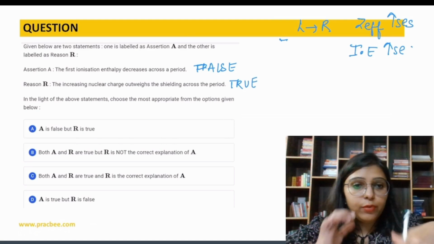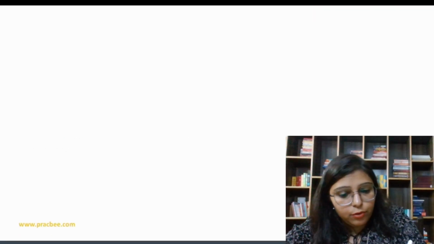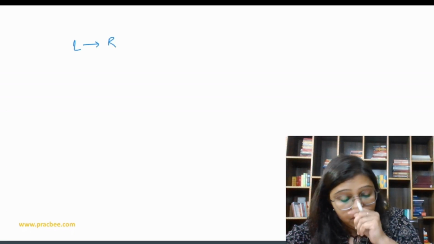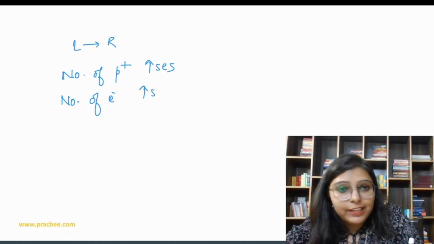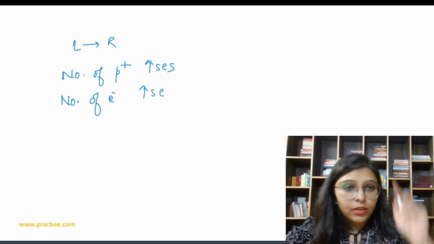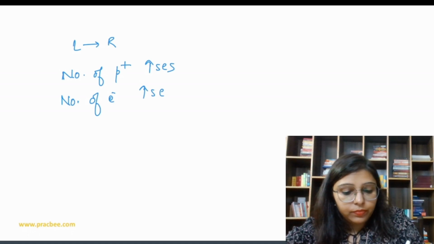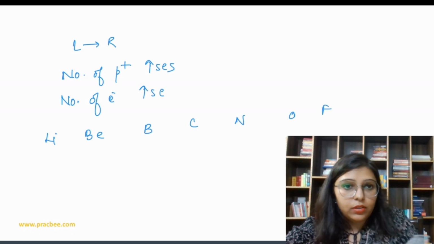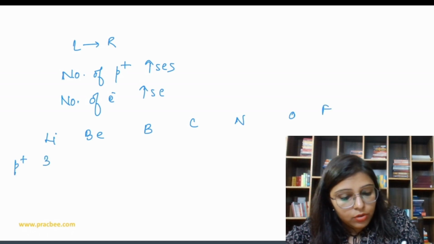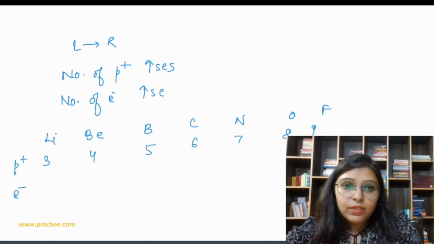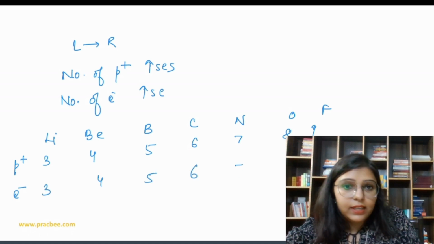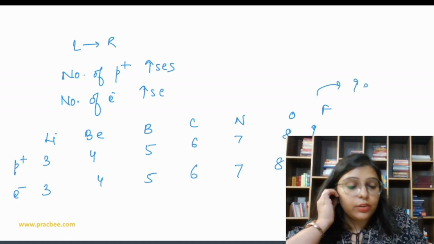Because see, if we have to add electrons, on moving left to right, what happens? The number of protons increases, and even the number of electrons increases. Let's check for period number 2. Hydrogen, helium are period number 1. Then lithium, beryllium, boron, carbon, nitrogen, oxygen, fluorine. Here we have 3 protons, then 4, 5, 6, 7, 8, 9. Same with the electrons: 3, 4, 5, 6, 7, 8, and fluorine 9 electrons.